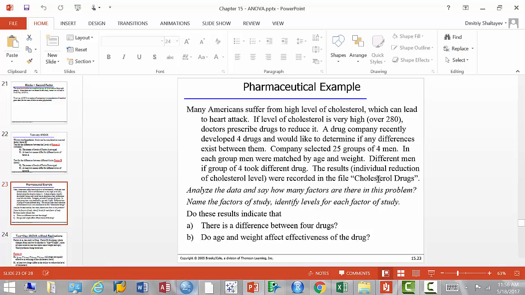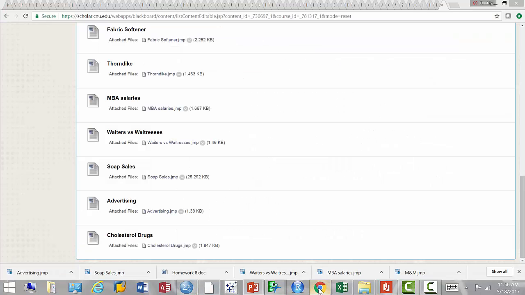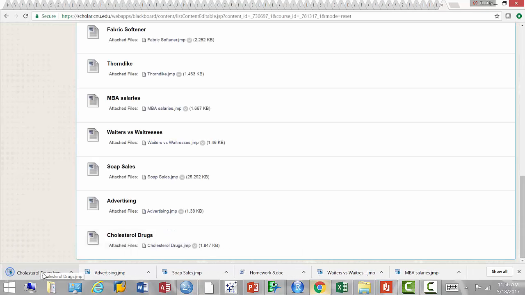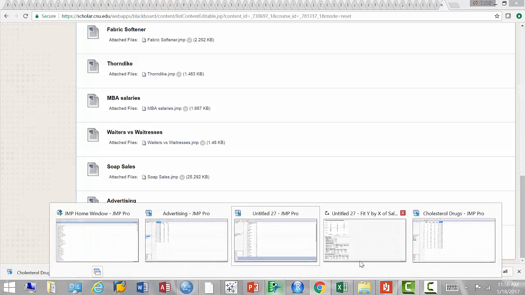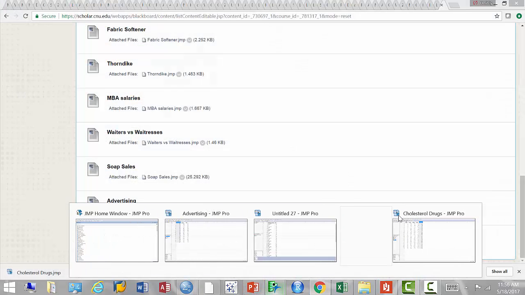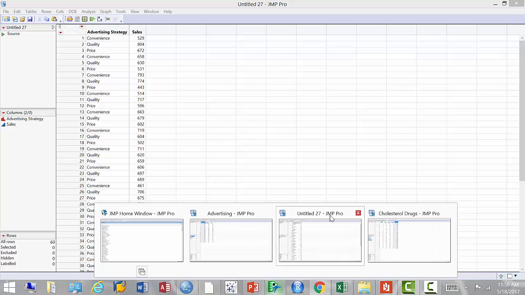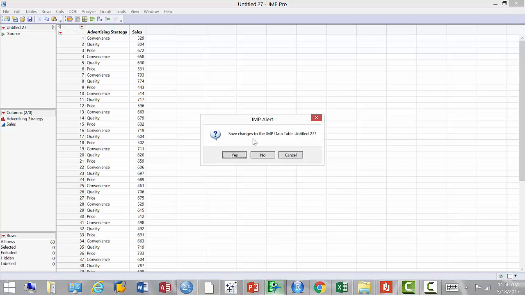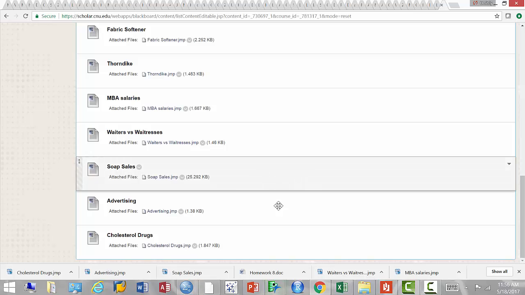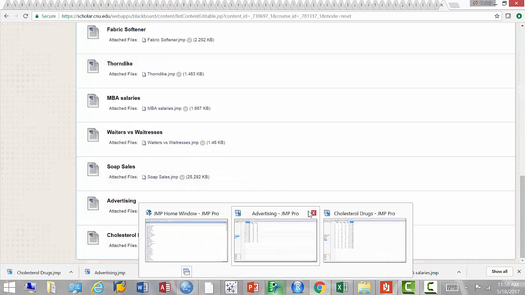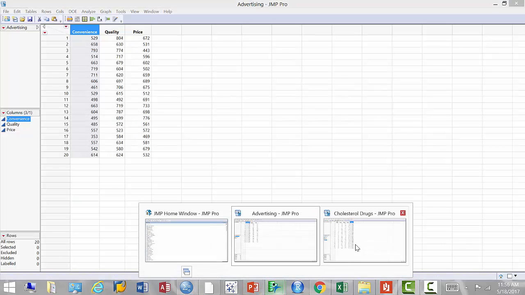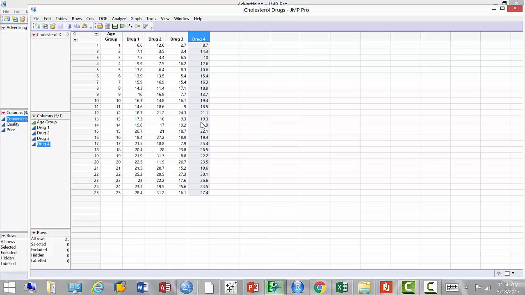So it should be in the file cholesterol drugs, which is out there. That's the file that I posted yesterday. So let's download that. Okay. Let's open it up. I'm going to close things that I don't really need. Okay, so here is my file with cholesterol drugs.